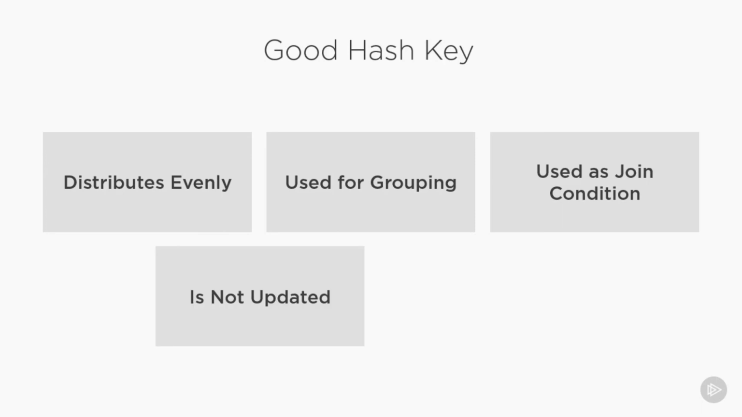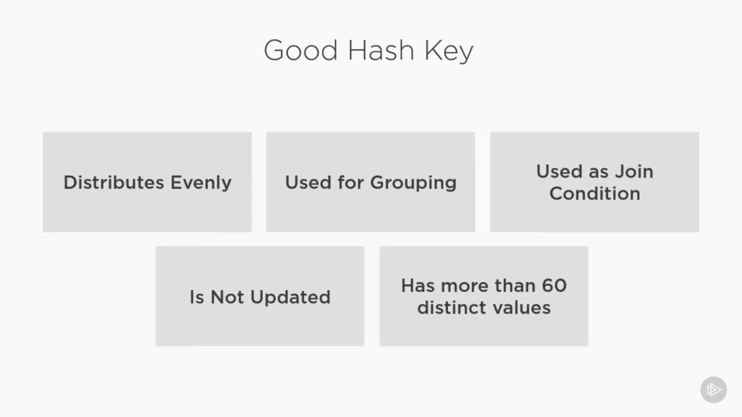Fourth, the hash key column is not updatable. If you need to change it, you will have to delete it and reinsert the record. So it's better if it's just a column that is never going to be updated. And fifth, we mentioned that Azure SQL Data Warehouse will split a table into 60 different buckets called distributions. So we want a column that has, at the very least, more than 60 distinct values, so that all distributions get some amount of data.